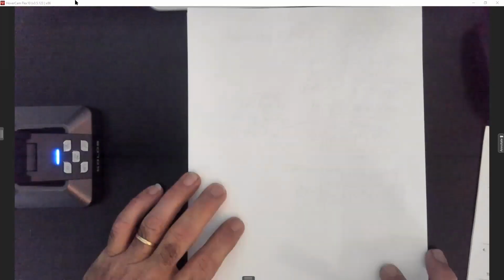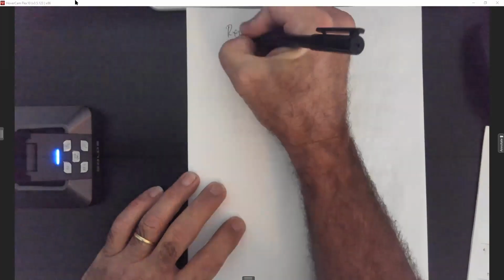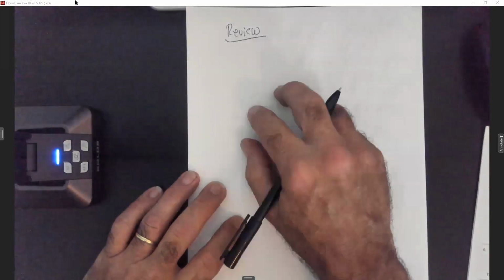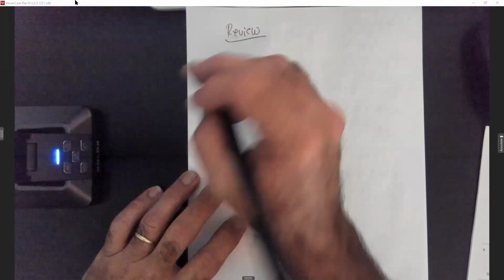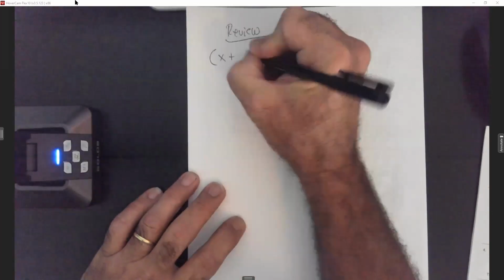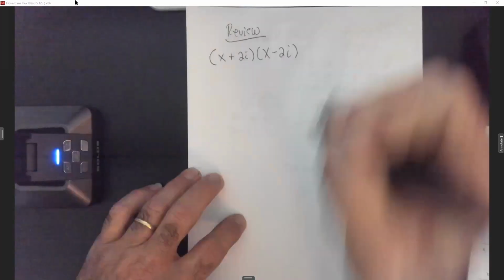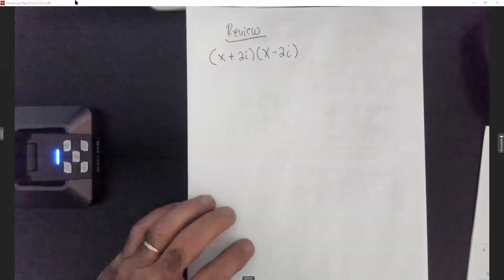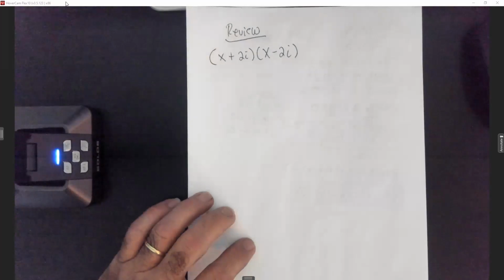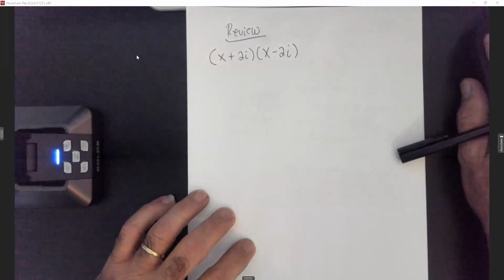So let me ask y'all this. For question 2 and 3, let me give y'all a little bit of review on foiling things, okay? So this is a review getting me ready for, say, 2 and 3. Have y'all ever foiled imaginary numbers? No. Well, guess what? Y'all about to foil imaginary numbers.